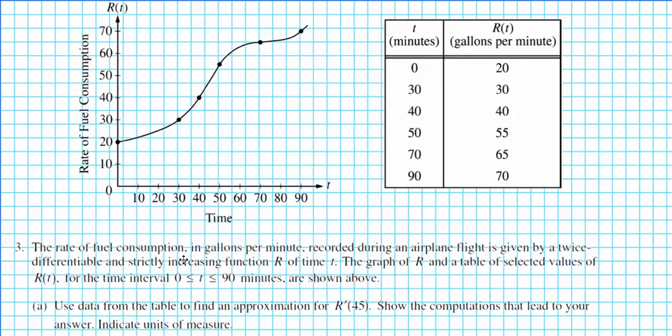It reads, the rate of fuel consumption in gallons per minute recorded during an airplane flight is given by a twice differentiable and strictly increasing function r of time t. The graph of r and the table of the selected values of r of t for the time interval 0 less than or equal to t less than or equal to 90 minutes are shown above. So we have the graph and the table.